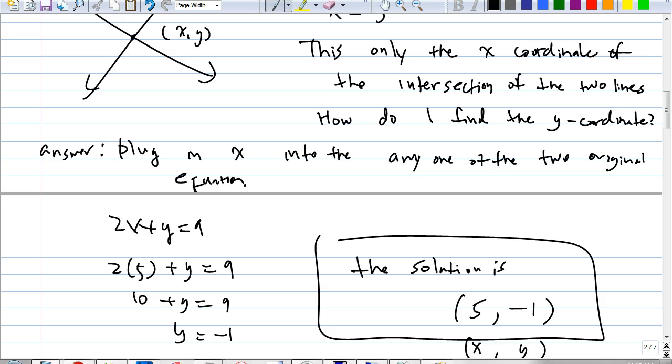5, -1, right? Guess what people do to mess this up? Instead of 5, -1, they write -1, 5. Don't do that, right? It's an ordered pair. You have to write in alphabetical order. So there you go. Okay.